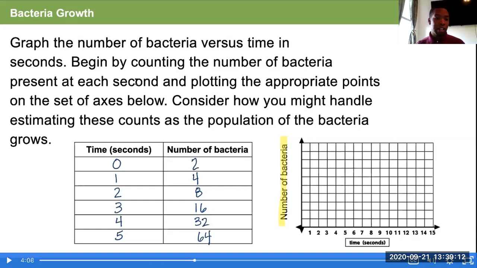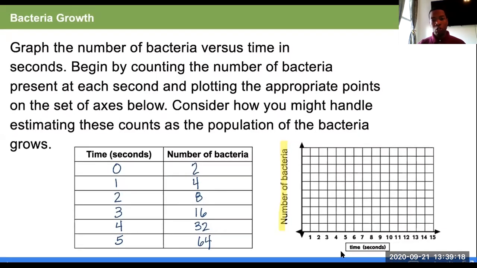Let's see what some people are sending. Some people are saying go up by 2s. Some people are saying go by 8s. If I go by 2s, let me see. 2, 4, 6, 8, 10, 12, 14, 16, 18, 20. Then I wouldn't get to plot my 64, 32. So we got to go up by double each time. Let's see what she ended up doing.